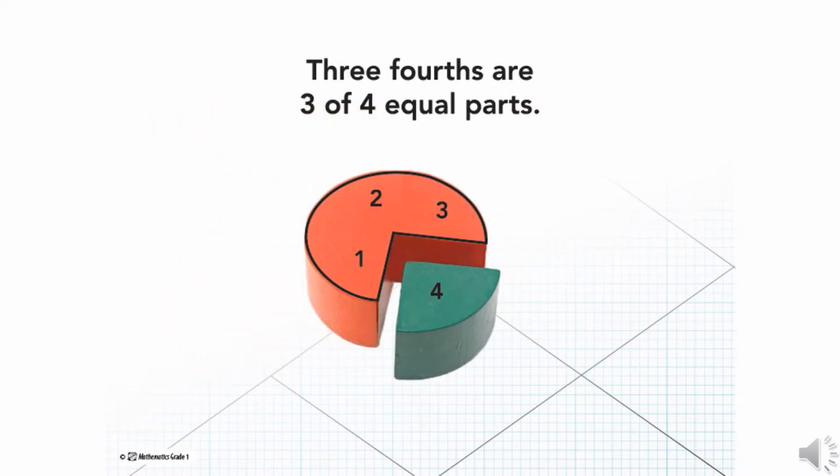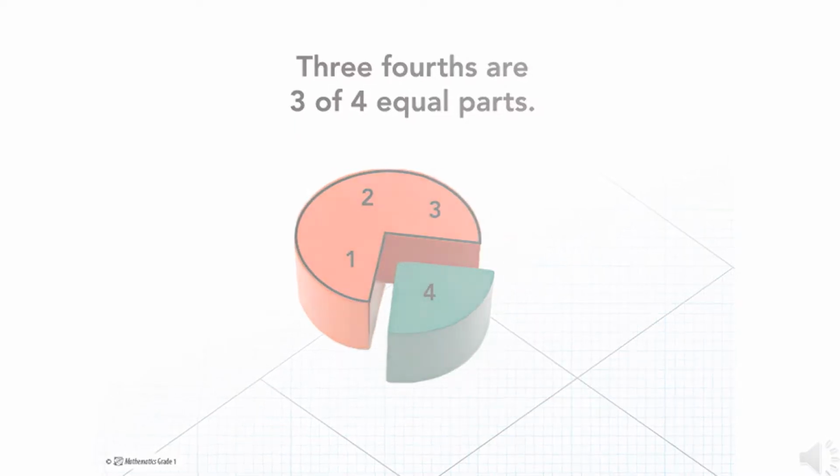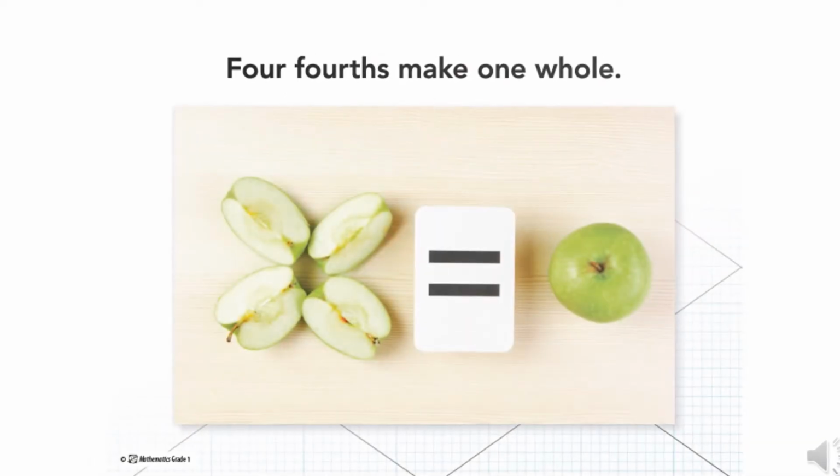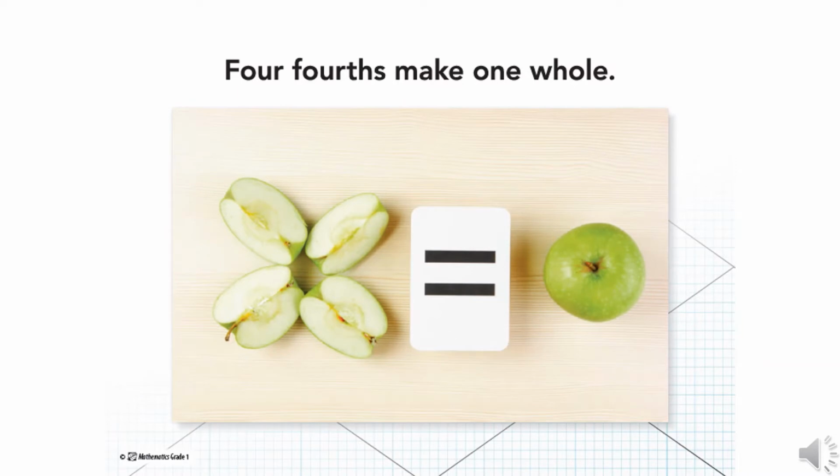And 3/4 are 3 of 4 equal parts. The red part is 3 of the 4 parts. And just like it takes 2 halves to make a whole, or 3/3 to make a whole, it takes these 4/4 to make 1 whole apple.